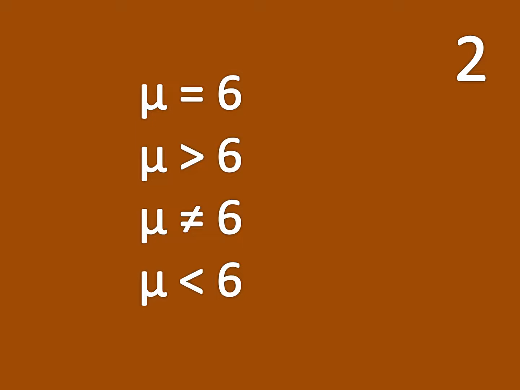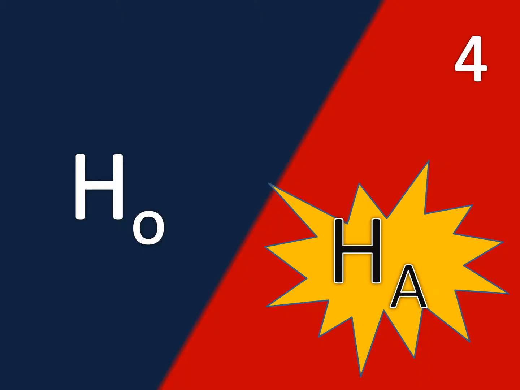Examples of hypotheses include statements like mu equal to 6, mu is greater than 6, mu is not equal to 6, mu is less than 6, since these are all different statements about the possible value of mu. When performing a statistical test of hypothesis, we must distinguish between two kinds of hypotheses of interest: the null hypothesis H sub 0 and the alternative hypothesis H sub A.